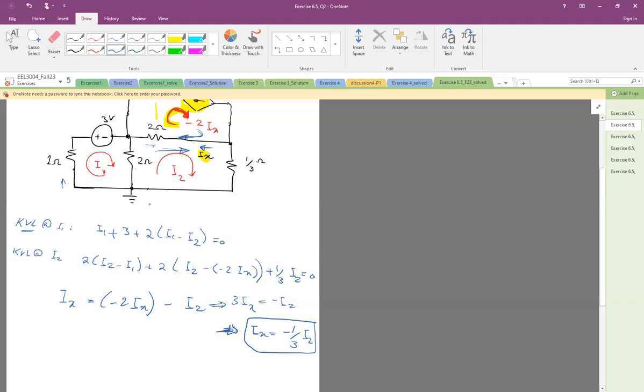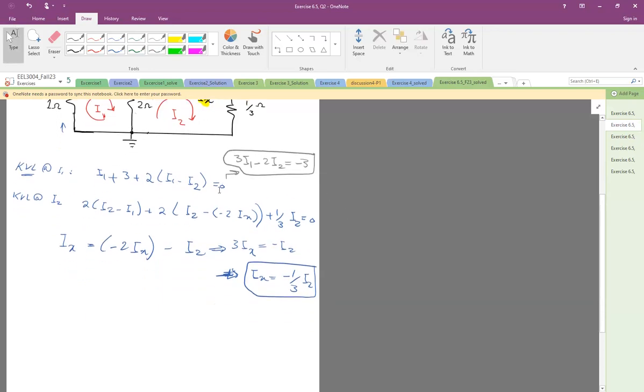Now, also, let's simplify the first equation. So from the first equation, I get I1 and 2I1, so 3I1, and then minus 2I2 equal to negative 3. So that's my first equation. For the second equation, I have Ix. So I use this Ix here to replace that, and then I get the second equation.